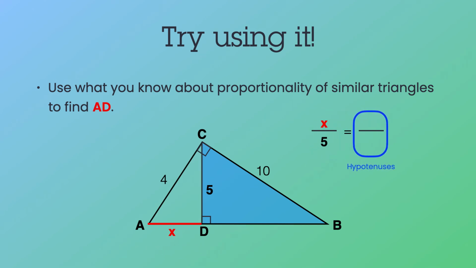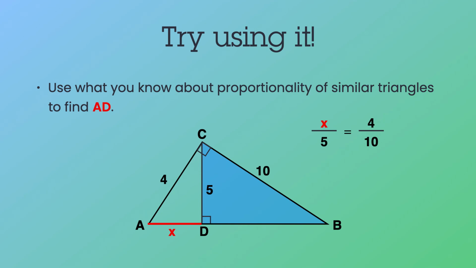The other sides that we're looking at will have to be the hypotenuses. Now since X was from the smaller triangle, we need the hypotenuse from the smaller triangle to be up at the top, and then the hypotenuse from the bigger triangle, well, the medium-sized triangle, at the bottom. And then this is our proportion that we'll solve.